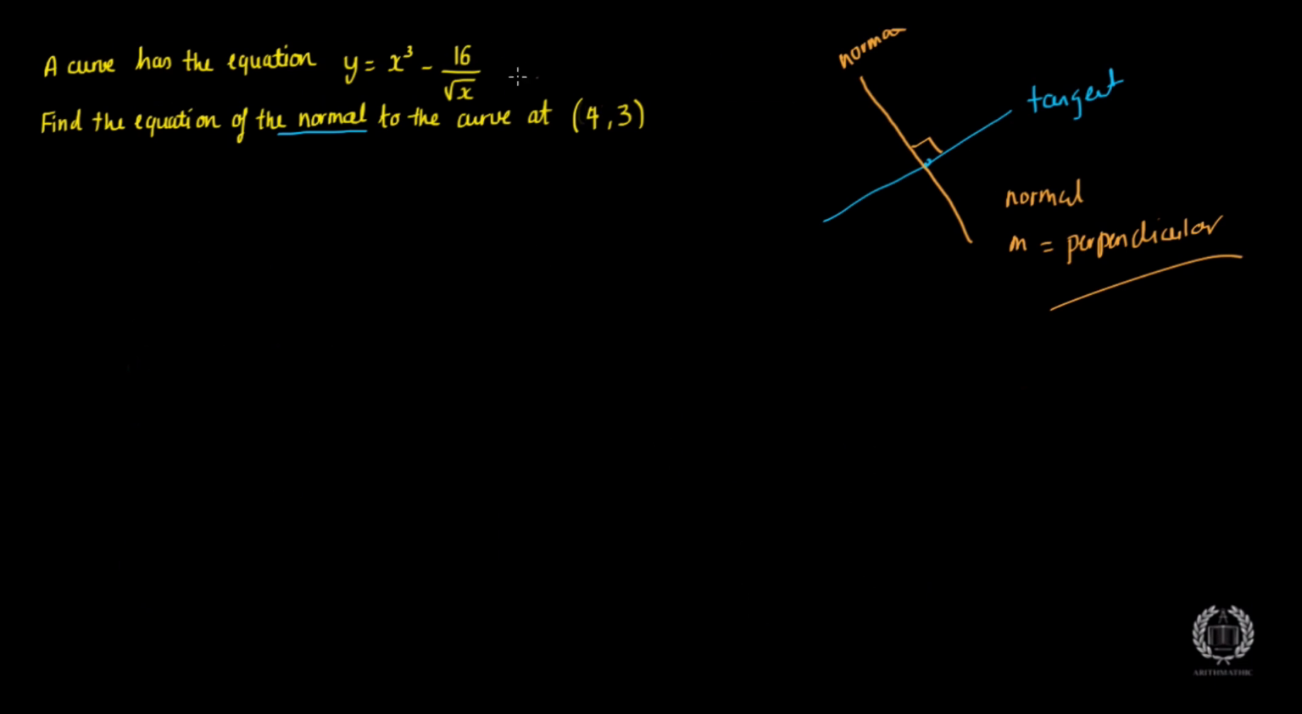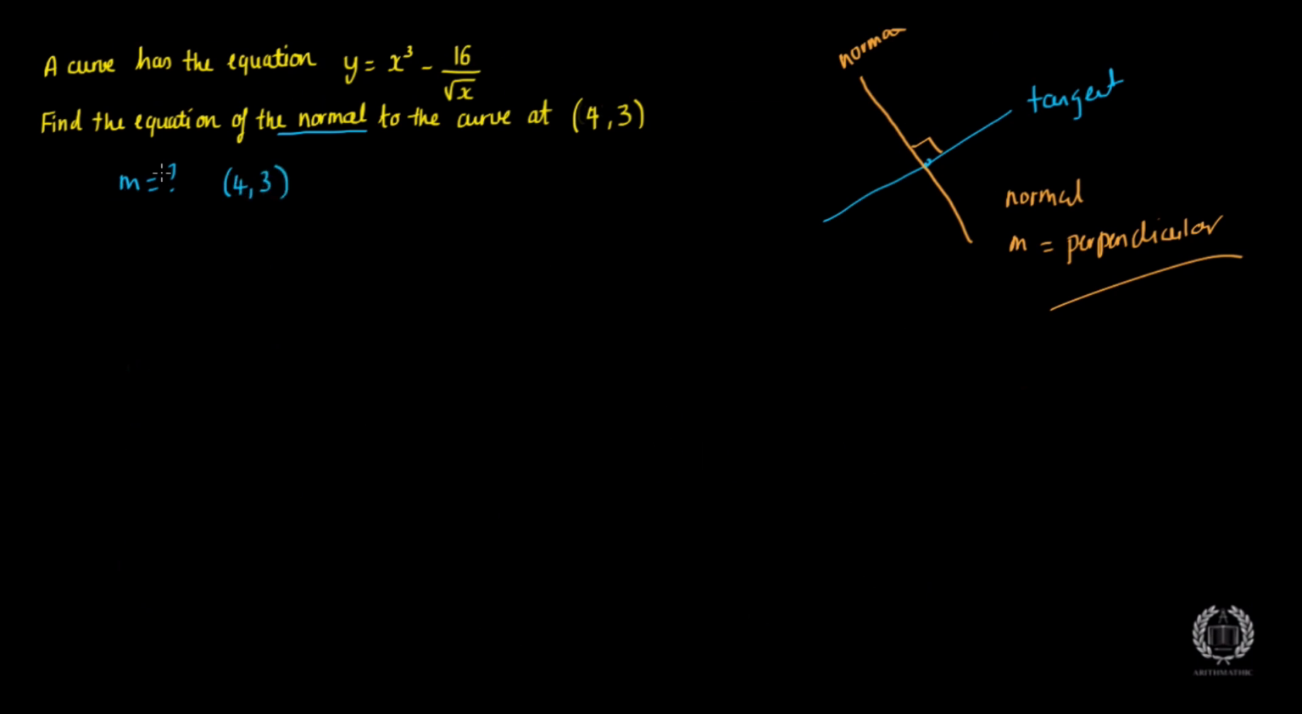All you have to do is, once you find your value of the gradient, you find the perpendicular gradient and then you use that to find the equation of the line. Okay, so let's do this and I'll show you how. Remember, if we want to find an equation, we need to have a gradient and a coordinate, which we do have, which is (4, 3).